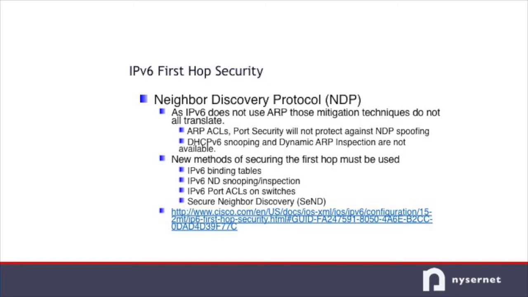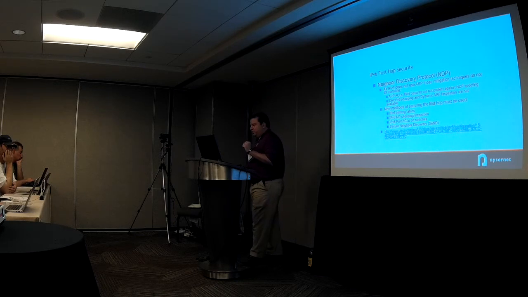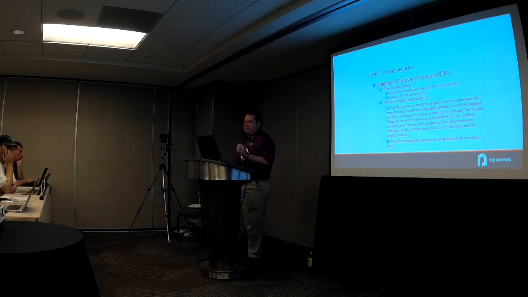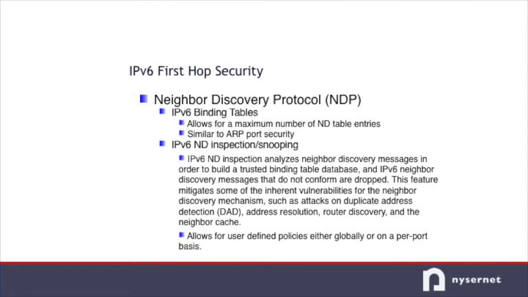But there are some other methods. There's IPv6 binding tables. There is neighbor discovery snooping and inspection. Again, your mileage may vary depending on your hardware. You can do IPv6 port ACLs. And on network hardware, I will come back to this, so please don't go there yet, there is Secure Neighbor Discovery. This is usually the method that I've talked to most of my campuses about, is the binding tables.